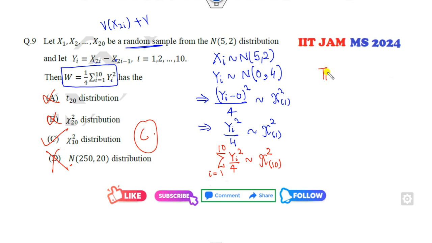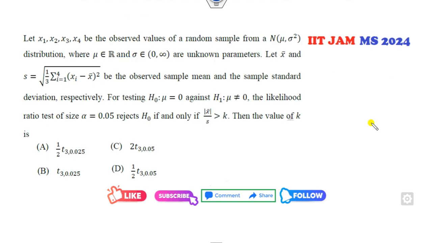Always remember, whenever you square a normal variable, it always follows the chi-square distribution. Okay, look at this another question.